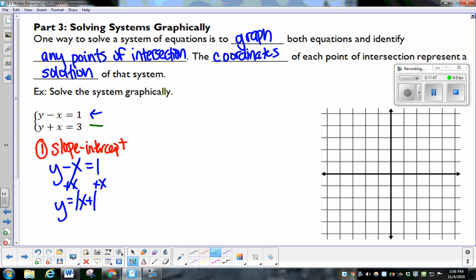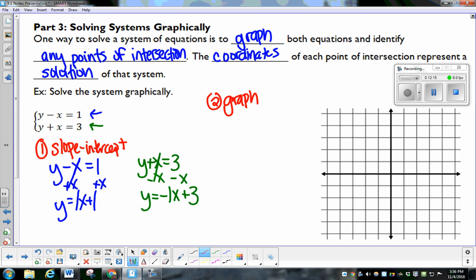Now I'm going to get my other equation in slope-intercept form. That's y plus x equals 3. Remember, slope-intercept form means get y by itself. So all we need to do on this one is subtract x from each side, and we're left with y equals negative x plus 3, or you can write negative 1x plus 3. After you get them both in slope-intercept form, your second step is to graph them.